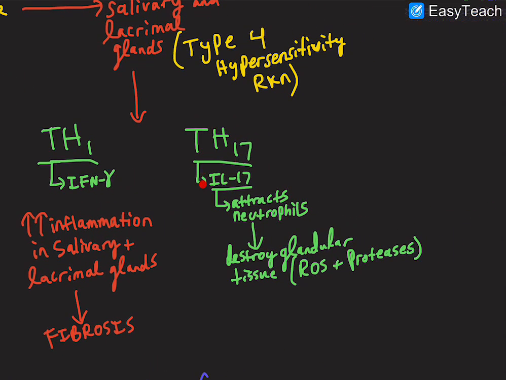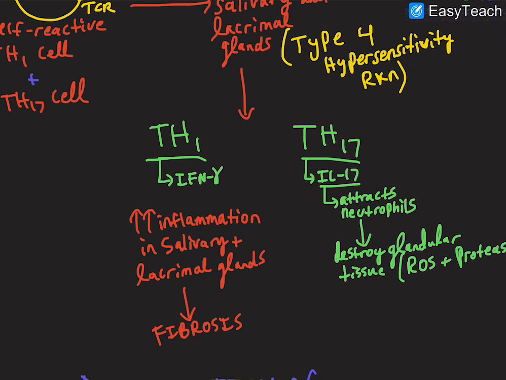And if your Th17 self-reactive cells are there and getting stimulated in your lacrimal and salivary glands, they can release interleukin 17, which attracts neutrophils to that area. We know neutrophils do what? They release enzymes like proteases and reactive oxygen species, right? And that also induces destruction of wherever that's happening. In this case, your glandular tissue. So this is why it's a type 4 hypersensitivity. You get infiltration of T cells like Th1 and Th17 that go to your salivary and lacrimal glands and destroy that glandular tissue, which means those glands can't work anymore.